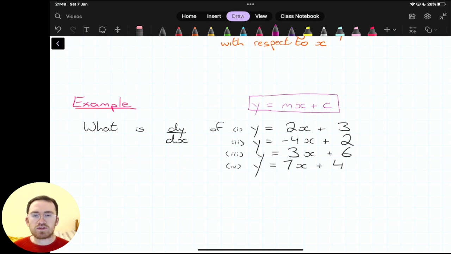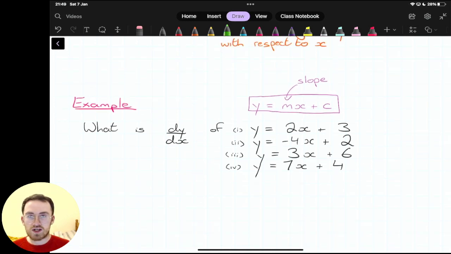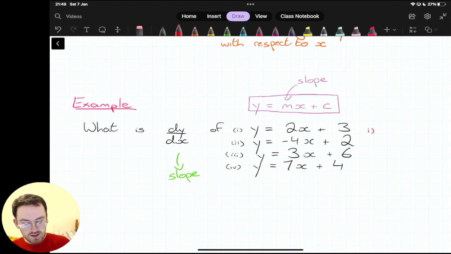So this is what we call the general equation of a line, and in this general equation, this letter m is what we would call the slope. So the number in front of the x, the coefficient of x, is generally the slope of the line. So when we're being asked to find dy dx here, we remember that that's the rate of change of y with respect to x, but in our own terms, for a line, that's going to be the slope. So for our first question here, part I, the slope of the line is going to be 2.